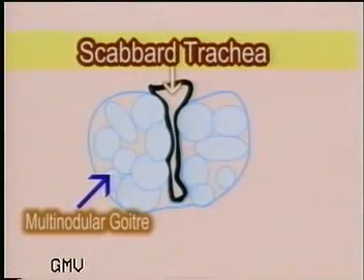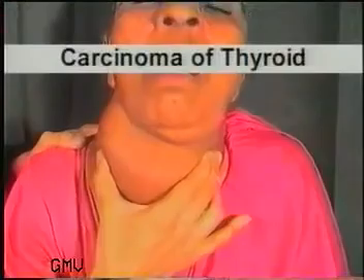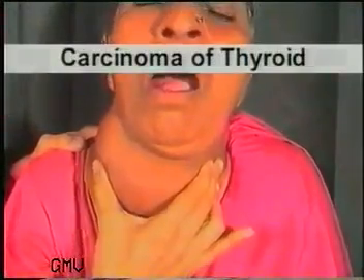This is typically seen in the scabbard trachea of large and long-standing multinodular goiters, where trachea is compressed from both the sides and becomes an antero-posterior slit like the scabbard of a sword. So lateral compression immediately produces obstruction and stridor. It may also be seen in a malignant thyroid infiltrating the trachea.